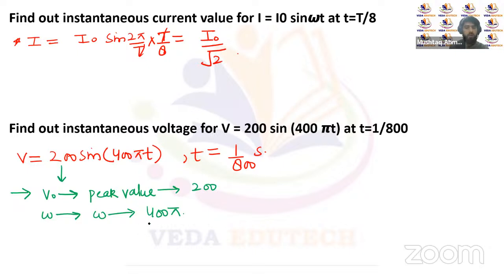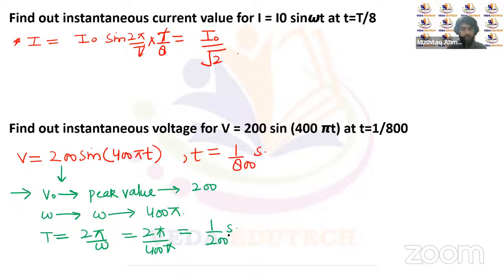If this is the omega, we can also calculate the time period from here. So the time period is 2 pi over omega, that's the angular frequency, or we can write it as 2 pi over 400 pi. This pi and pi will get cancelled, and we'll be left with 1 over 200 seconds. So this is what we call the time period.